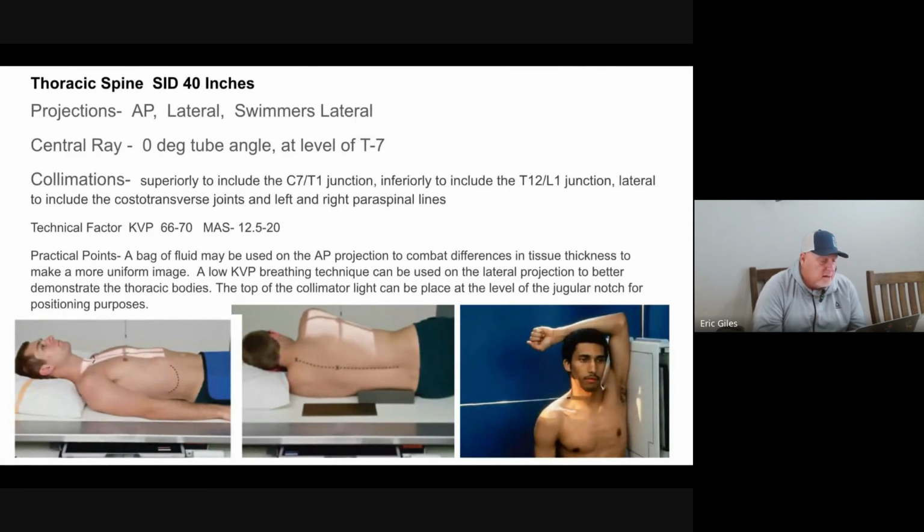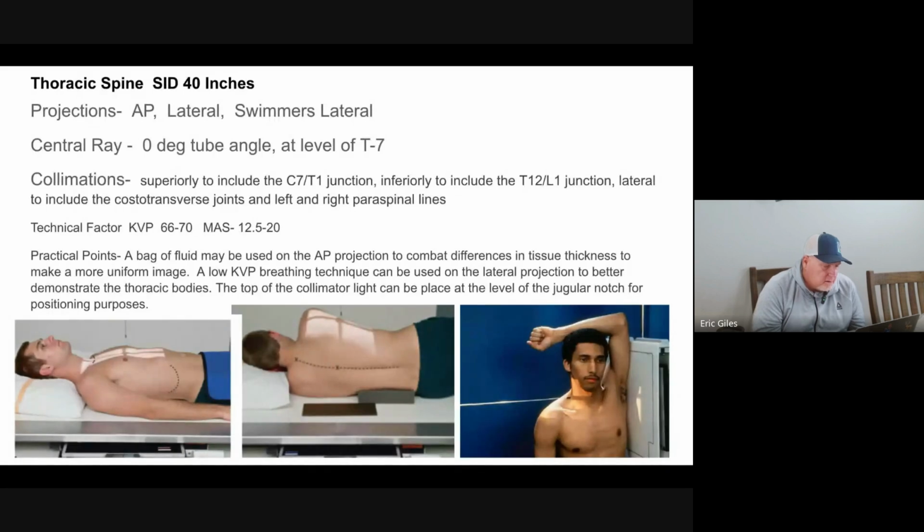Technical factors, we want to shoot our T-spines, especially our lateral, at a little bit lower kVp, because we want a little more contrast. Looking at spine bodies through the lungs sometimes is difficult, so it's important that we drop our kVp a little bit. It's going to raise our mAs and give our patient a little more dose, but our picture is going to be a little bit better.